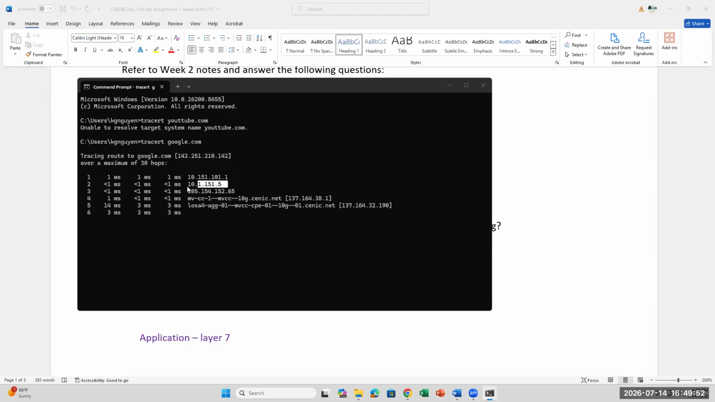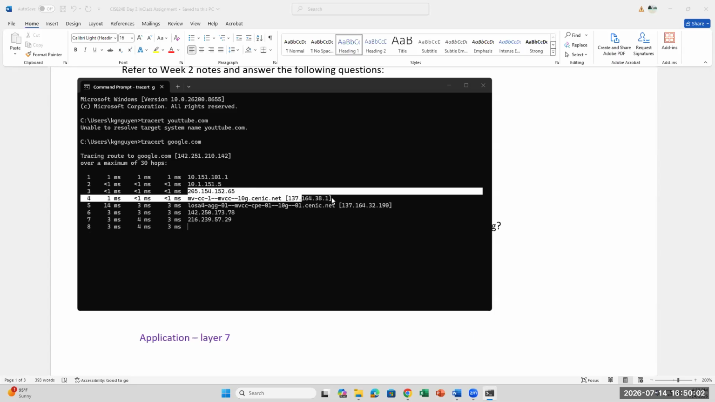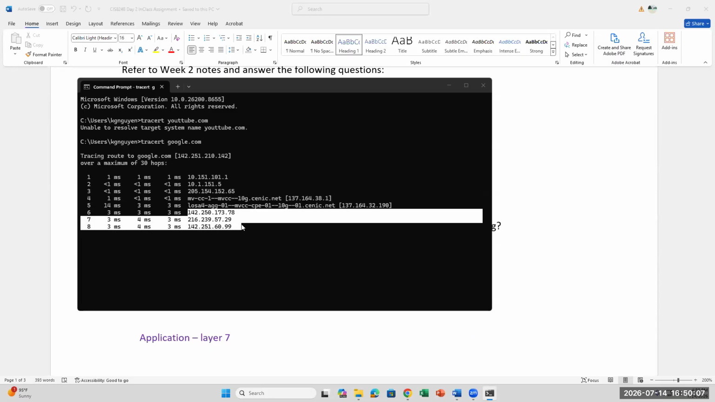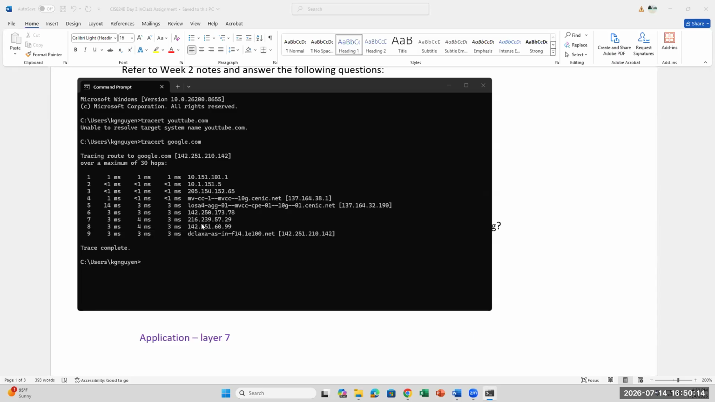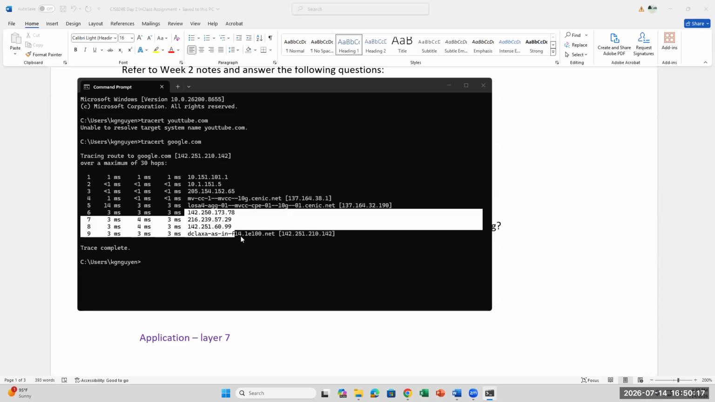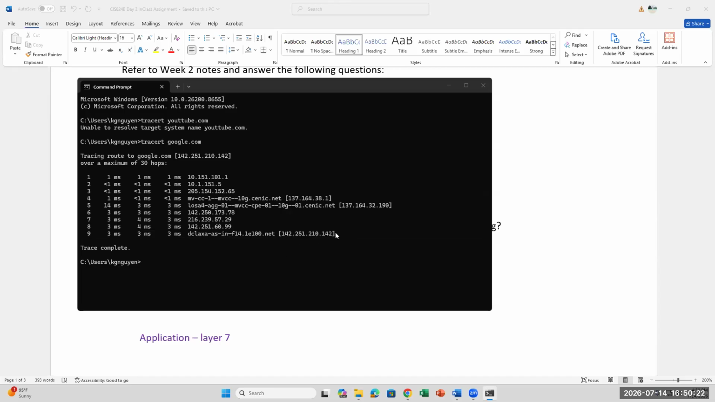And then you're going to go to another one. So you see the 10 dot here. This is a class A, right? But they subnet here. And then you're entering the service provider here, and then you're going into other networks here. And 142 belongs to Google. Google also owns others, right? So what you see is they have some forwarder here, and then this is their server, and that's where it ends. So it's a two-way trip. It goes and comes back.